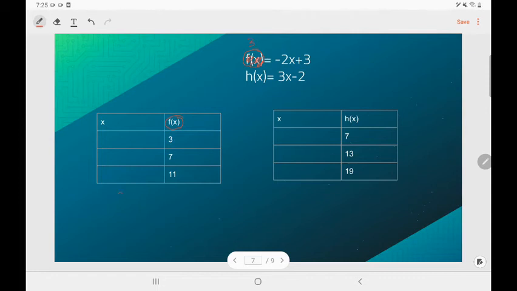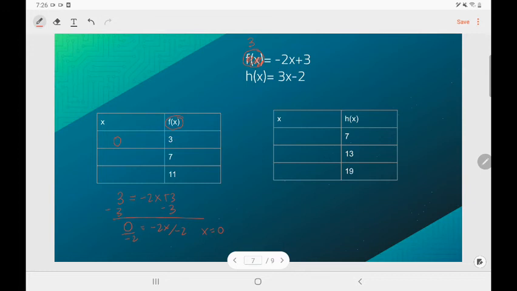So let's write down here what our equation would look like. 3 is equal to negative 2x plus 3. And I'm going to solve this equation to find my input. Minus 3 gives me 0 is equal to negative 2x, divided by negative 2 results in 0. X equals 0. So in my first row, when my input is 0, I know that my output is 3.